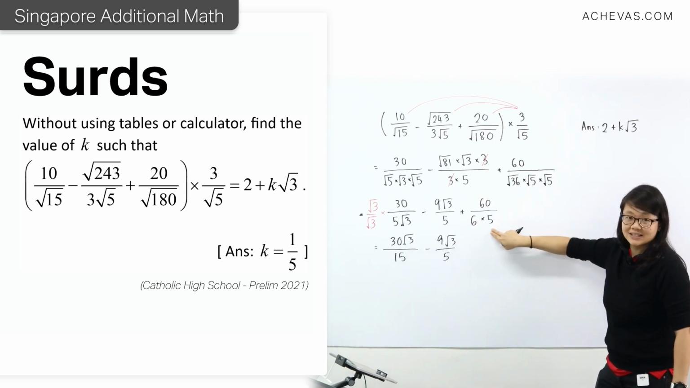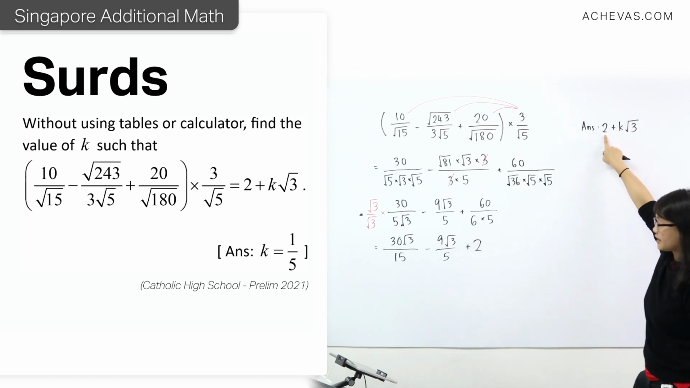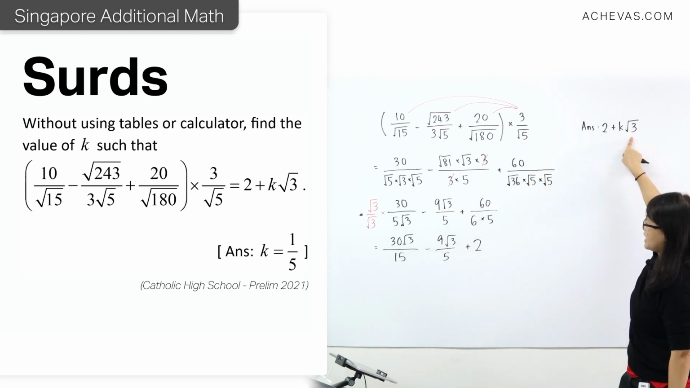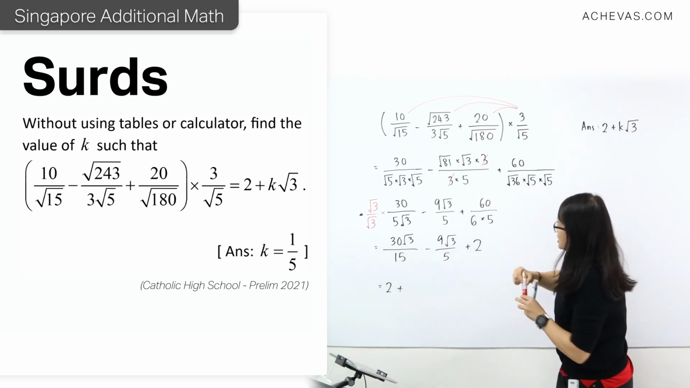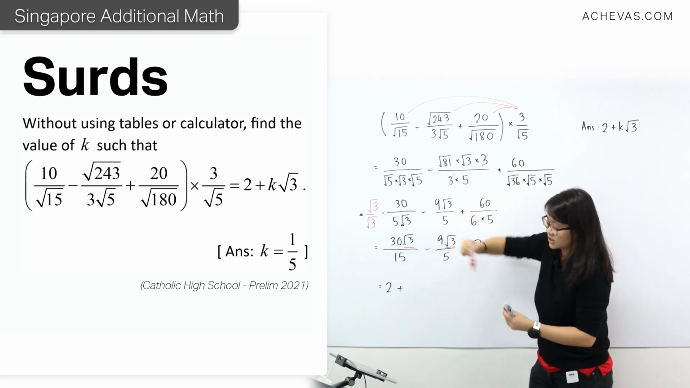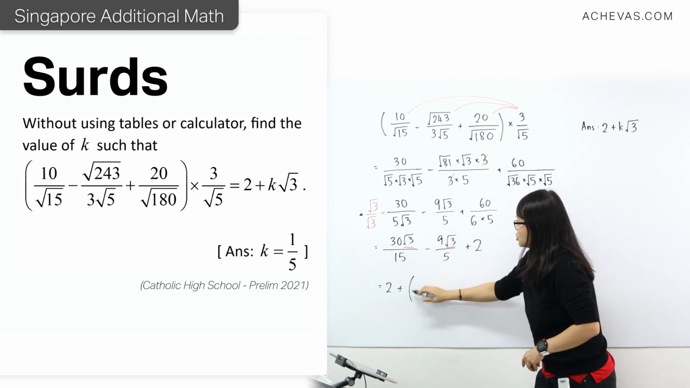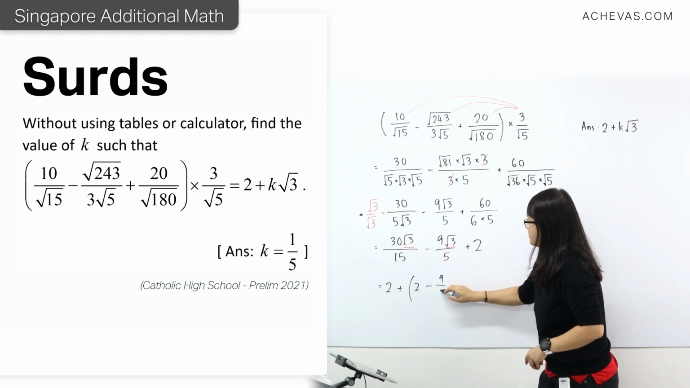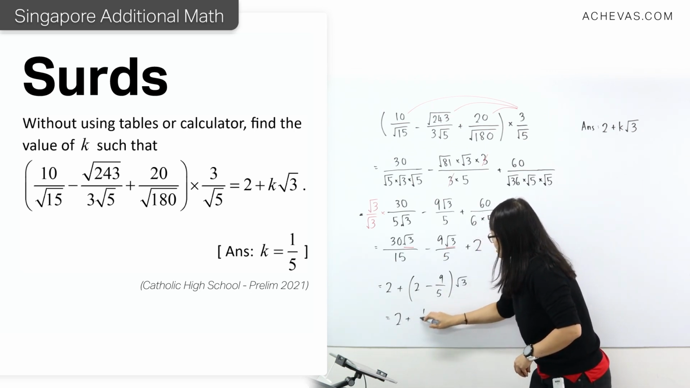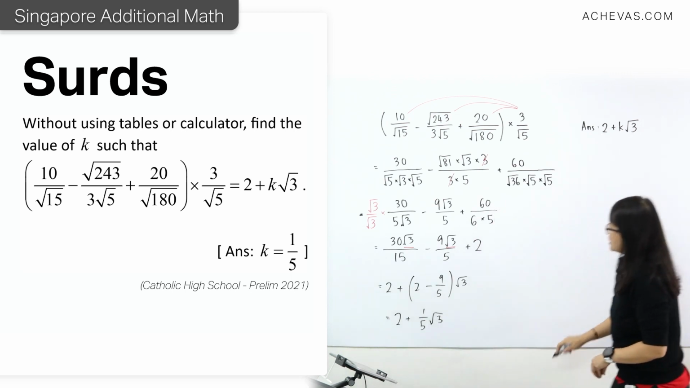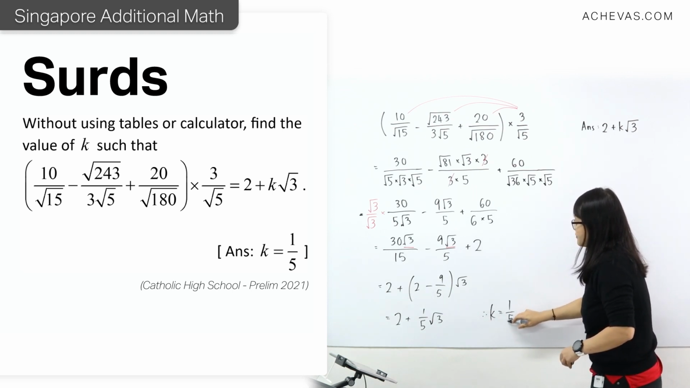Now, this 6 times 5 is a 30. 60 divided by 30, you will get a 2, which is good. 2 is this one here, alright? So square root 3 is going to be the one at the back. So I'm going to move the 2 in front here. Plus, so you notice that these consist of square root 3, you can minus, they are like terms. So 30 divided by 15 is going to be a 2, okay? Minus 9 over 5. I'll put a square root 3 at the back here, okay? So this one minus, last answer, 2 plus 1 over 5 square root 3. Compare to the answer, k value must be 1 over 5.